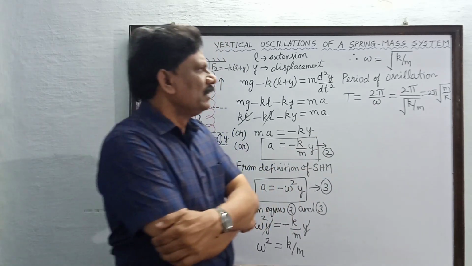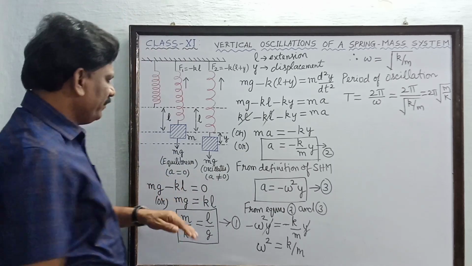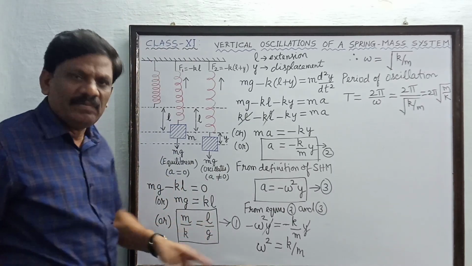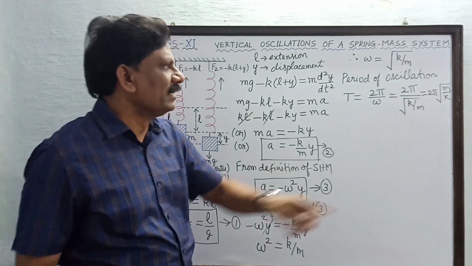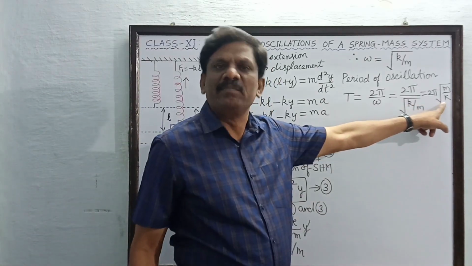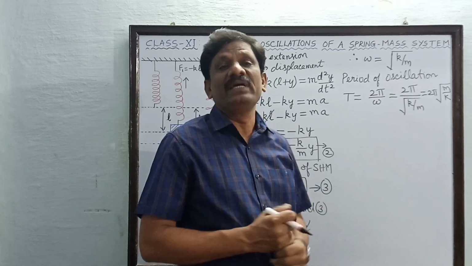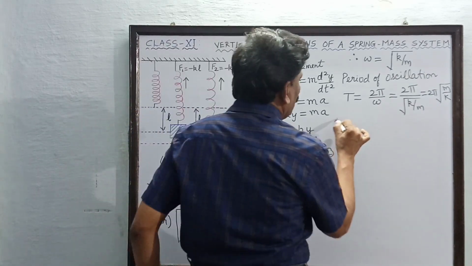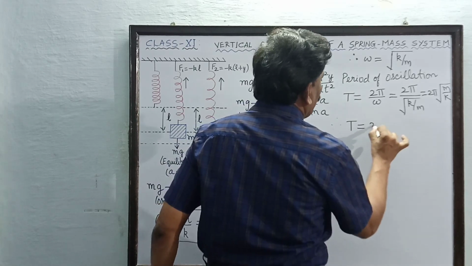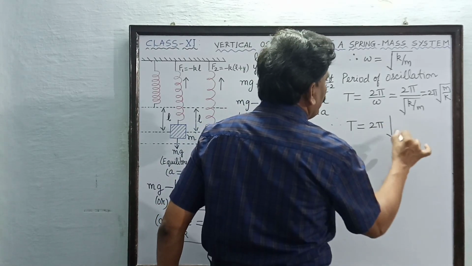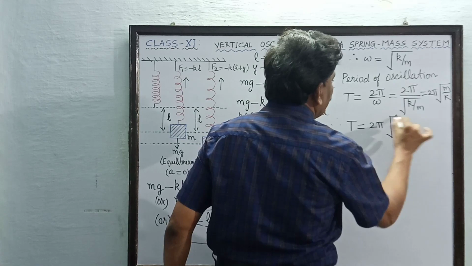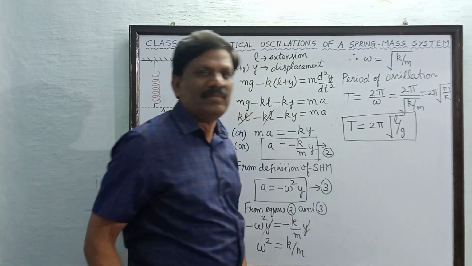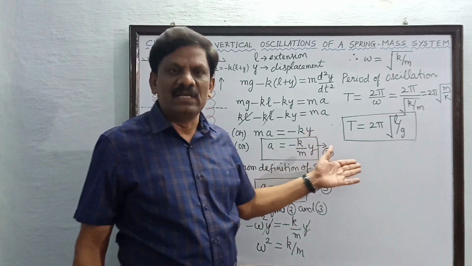Now, from the previous equation, m by k is also equal to L by g. Is it not? Here, what do we get inside the square root? m by k. So, instead of root m by k, we can also substitute root L by g. Therefore, now T is equal to 2 pi into square root of L by g. So, this is the equation similar to that of a simple pendulum.